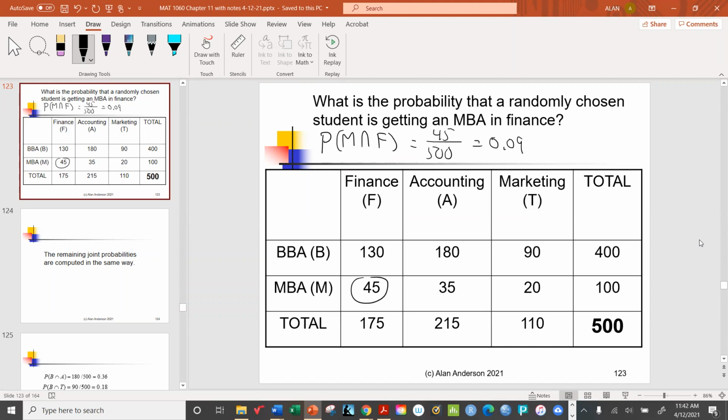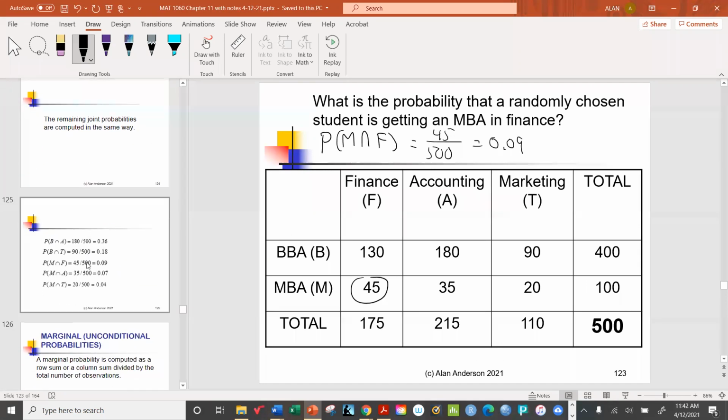But here we're keeping it simple. We're assuming that you're either getting a bachelor's or master's, and then you pick one major, and that's all you're entitled to. And so therefore the columns are mutually exclusive of each other, as are the rows. Otherwise, these calculations would not be correct.